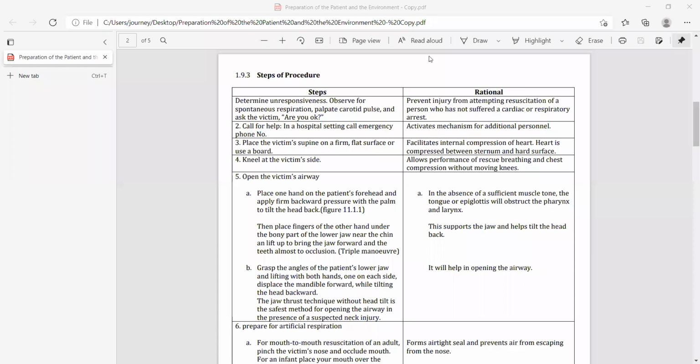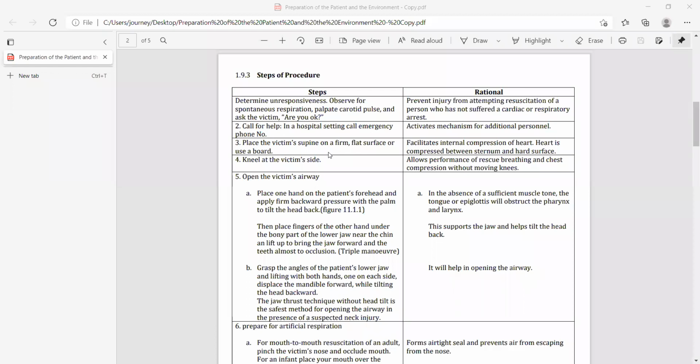So the first step is that we have to determine the unresponsiveness and we have to observe for spontaneous respiration. We have to palpate the carotid pulse and ask the victim, are you okay? So we have to determine unresponsiveness first of all, and then observe the respiration, whether it is spontaneous or not. And we also have to palpate the carotid pulse, okay?